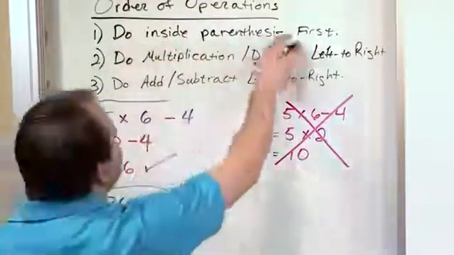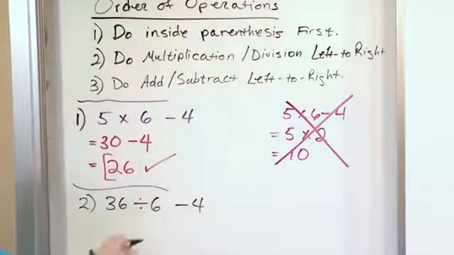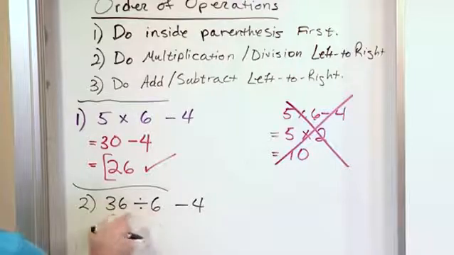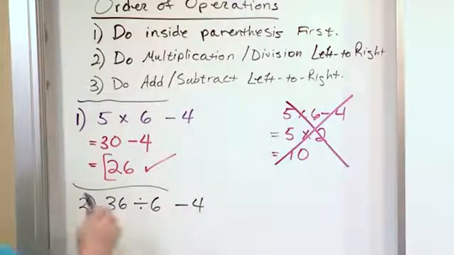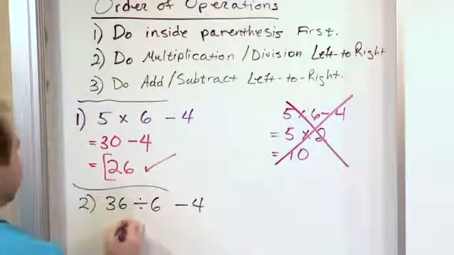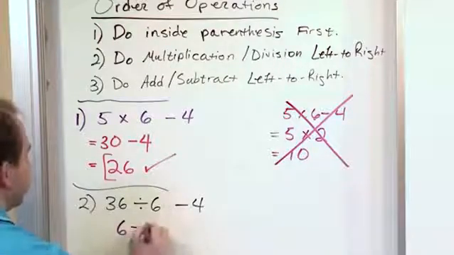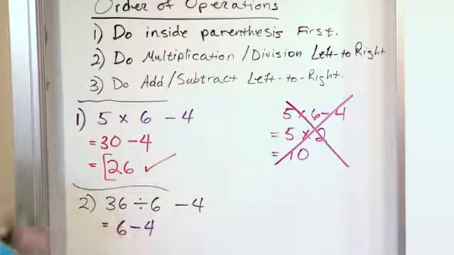We check for parentheses first. There are no parentheses here. Then we do multiplication and division. Well, here's some division. So 36 minus 6, I'll switch colors. 36, I should say, divided by 6 is going to be 6, and then we still have the minus 4. So this is equal to 6 minus 4.